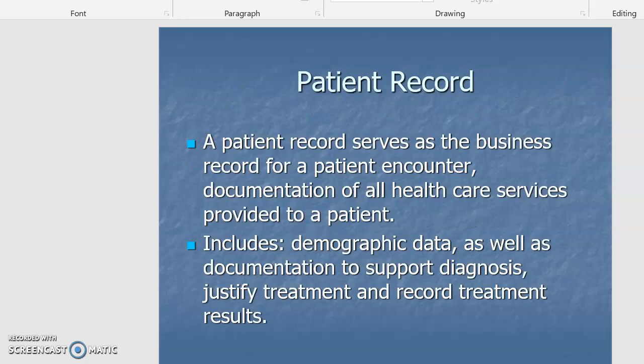So the patient record itself serves as a business record for a patient encounter. It's documentation of all healthcare services provided to the patient. So what does it include? Demographic data, as well as documentation to support the diagnosis, justify treatment, and record treatment results.